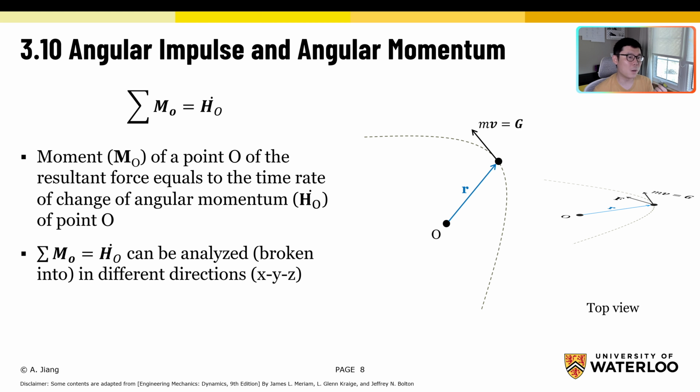This means the moment MO of a point O of the resultant force equals to the time rate of change of angular momentum HO dot of point O. Let me help you clarify a little bit. The moment MO is created by a force, whereas the angular momentum is generated due to the velocity and mass, mv. Okay, distinguish these two very clearly.